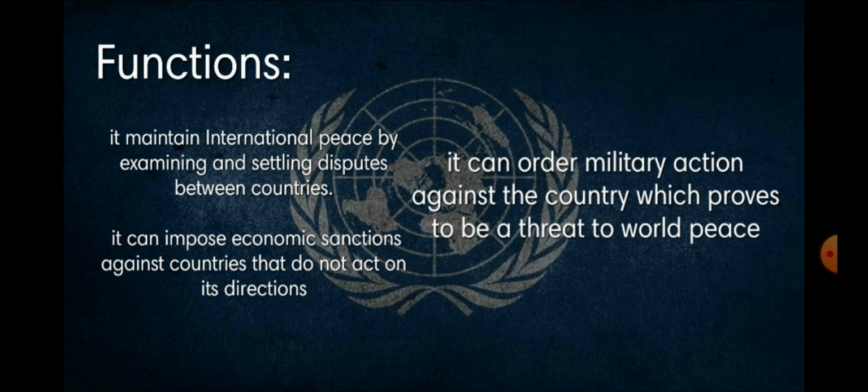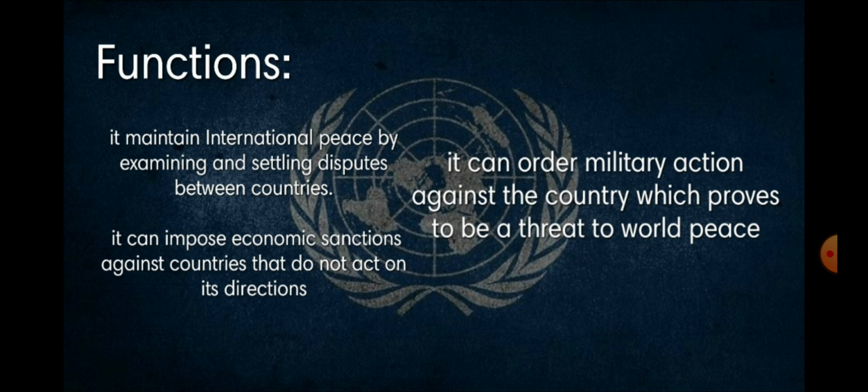Now it can order military action. So first of all, in the first hand, it tries to solve the case very much peacefully by just settling the disputes. If it would not work, then the second hand, what does the Security Council do is it imposes the economic sanctions. But after that also, if that country or that particular region doesn't stop creating the situation of war, then at last the Security Council can have a military action, okay, against the country which proves to be a threat to world peace.